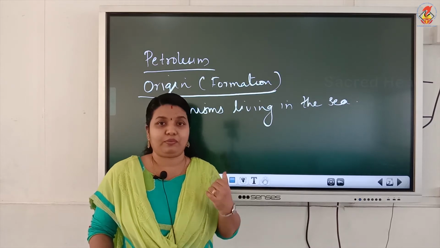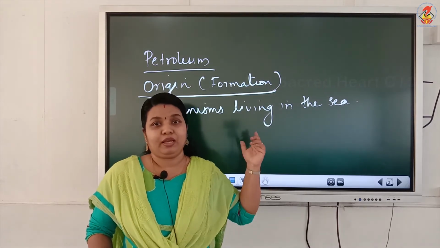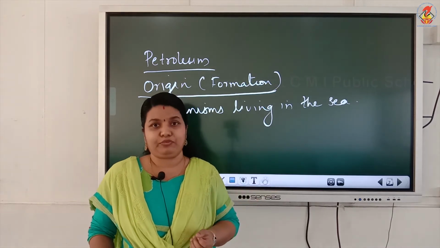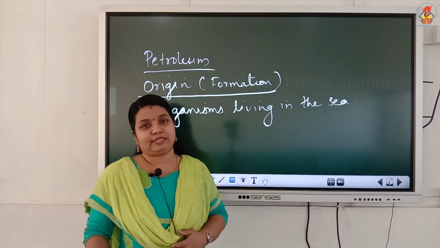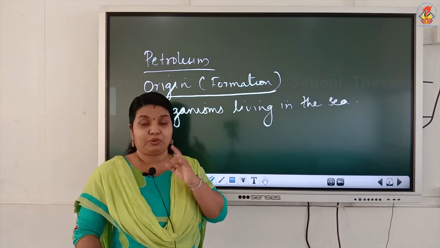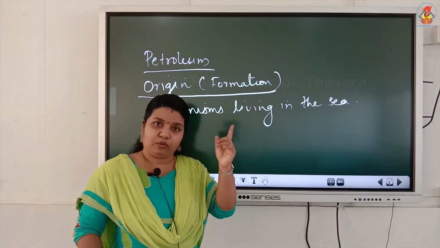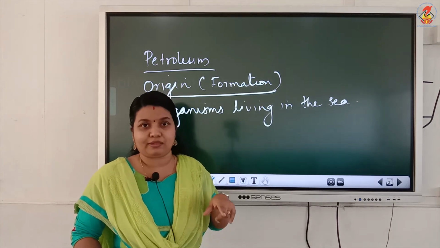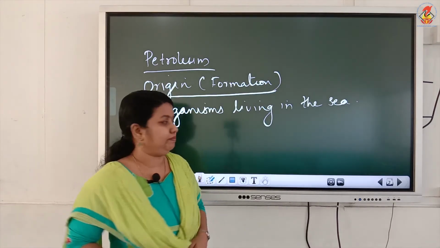Both are important. How is coal originated in nature? That process is known as carbonization. Here there is no definite name for this process, but the process as such you have to learn. And please don't be confused with both. Coal has vegetative origin. It is formed from dead vegetation, but here it is animals living in the sea.